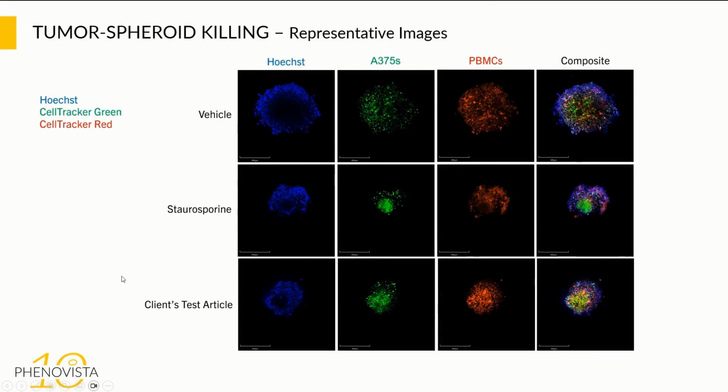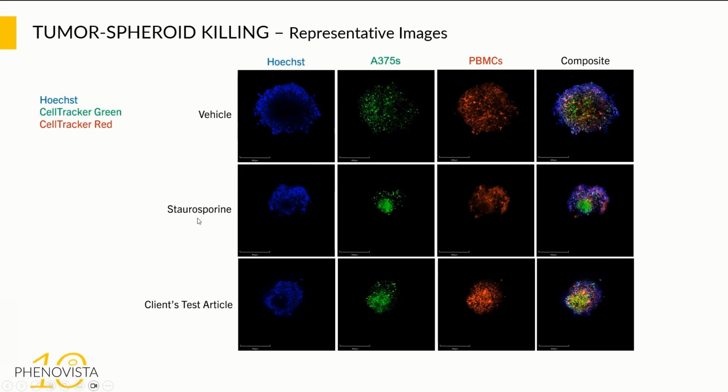And here's a snippet of some of what we saw. Across the top, you'll see what you're looking at. Hoechst would be the nuclei, A375s would be your spheroid of target cells, and in red you'll have the PBMCs, so these are effector cells. And just by eye, you can see the decrease in the size of that spheroid with the addition of the PBMCs.